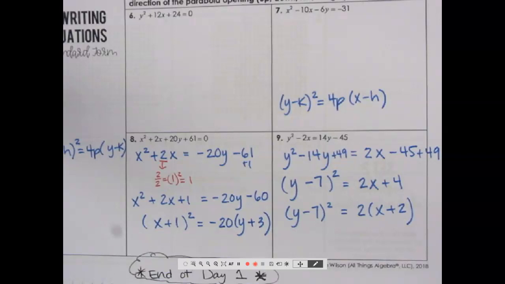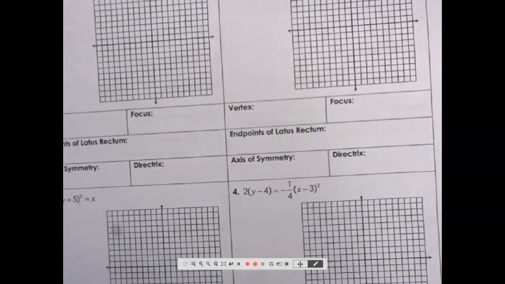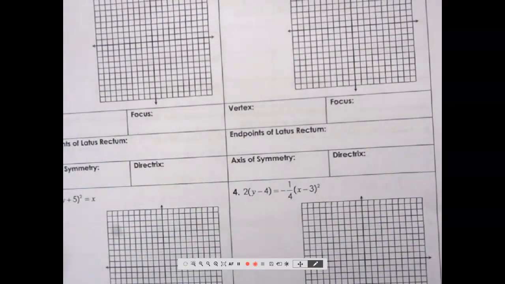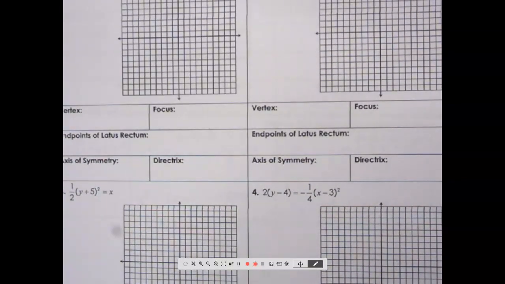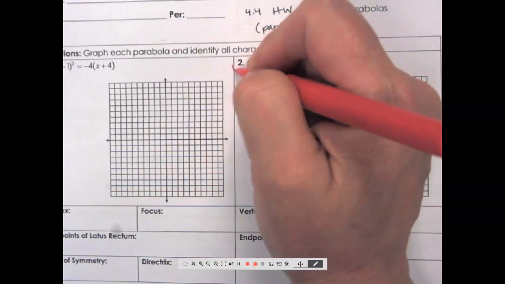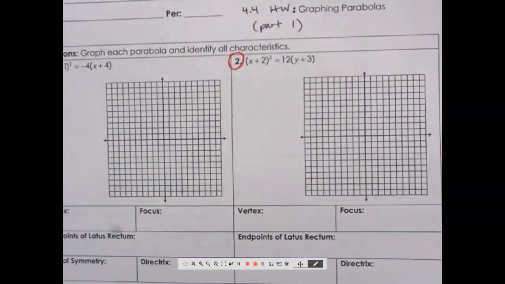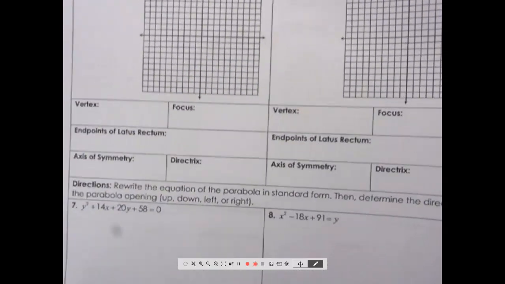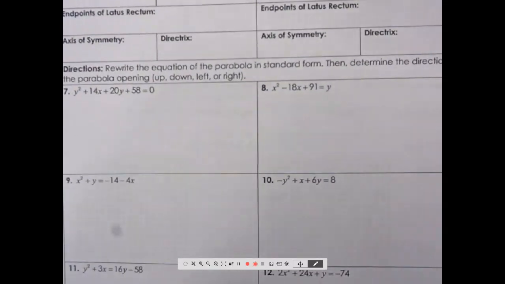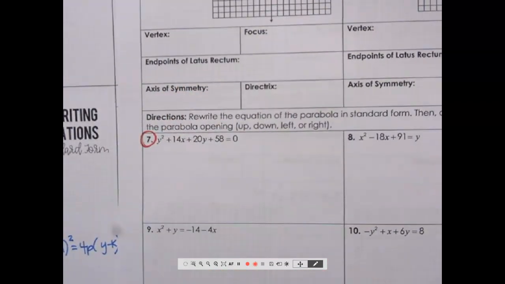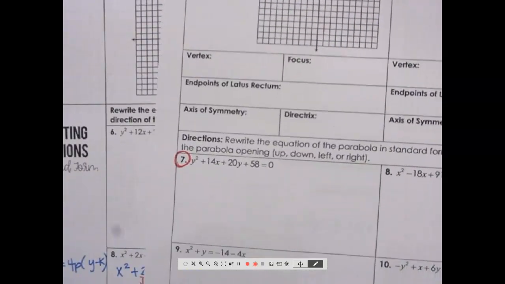All right, let's decide which 2 problems. Let's do number 2. And then on the other side, let's do 7. It's got a lot of stuff in it. All right, I'll buy that. 7. 2 and 7. That's it. 2 baby problems.